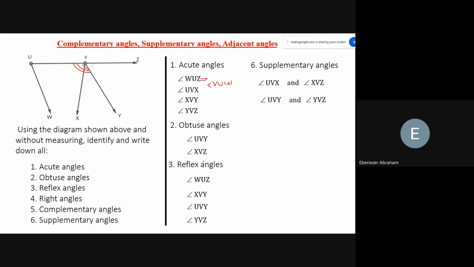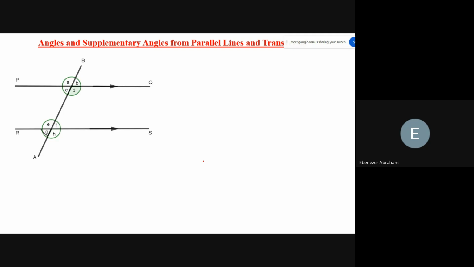All right. Now there are other angles formed by what we refer to as the transversal and parallel lines. What is a transversal? Anyone with an explanation? Ben, let me hear you. A transversal line, I think, is a line that passes through parallel lines. Exactly so.